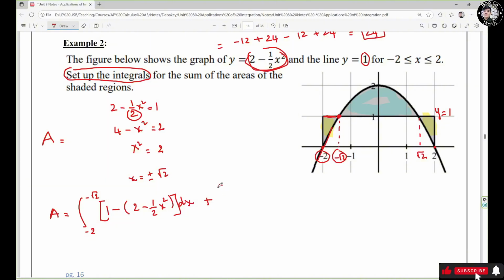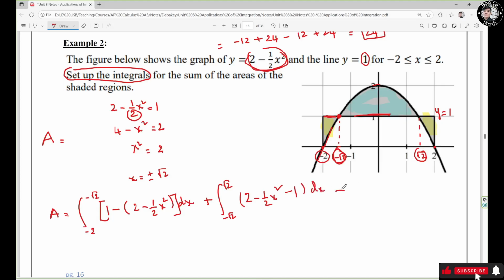Be careful. You must have the parenthesis on this one, right? Plus the integral from -√2 to √2, right? Of the upper one subtract the lower one, right? Upper one is 2 minus 1/2 s squared, subtract the lower one, which is 1, right? So right here you don't need to put parentheses, because you only subtract 1, right? Right here you subtract a polynomial, and you put the ds right here.